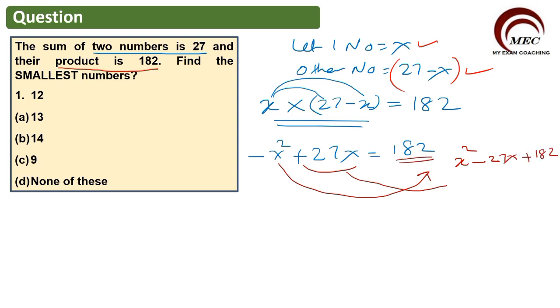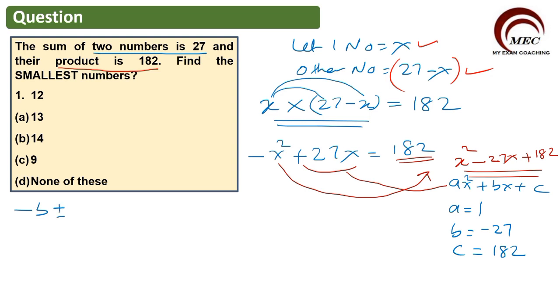So this is a quadratic equation. Now you can equate this with ax square plus bx plus c. So you got a is equal to 1, b is equal to minus 27 and c is equal to 182. Now we will put it in the quadratic formula. What is the quadratic formula? Minus b plus minus root b square minus 4ac by 2a.